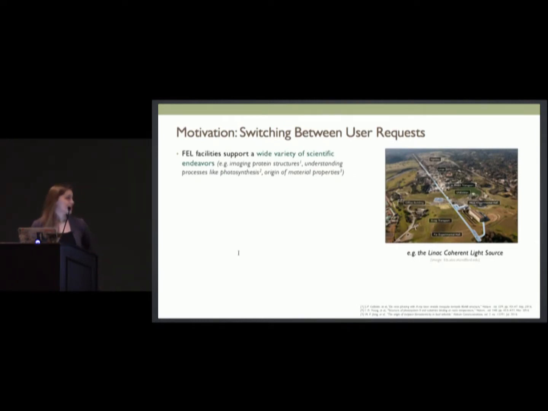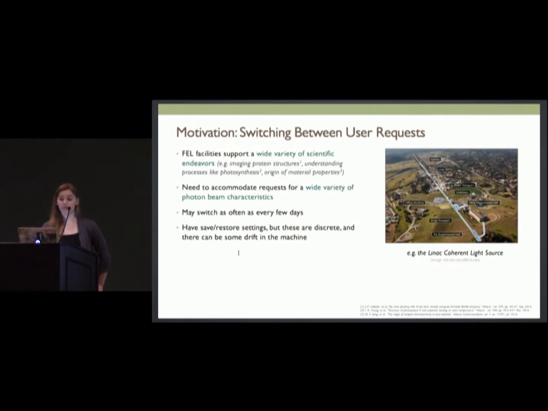The motivation here is that in FEL light sources, there are typically a lot of different kinds of scientific users who have very different needs as far as the photon properties go. So typically, these facilities switch fairly frequently between different sets of machine settings to support those various users. The way this is typically done now is you'll have some sort of saved group of settings that hopefully get you close to what the specific user has requested.